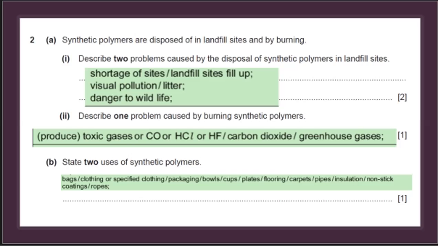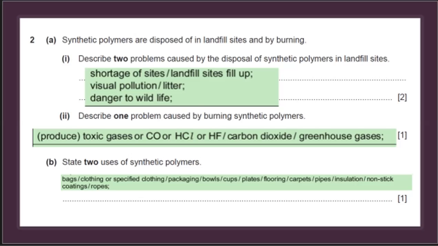All right. Describe one problem caused by burning synthetic polymers. With respect to burning synthetic polymers, it results in the production of toxic gases being released into the atmosphere, greenhouse gases being released into the atmosphere, and that is something that we want to try to reduce as much as possible. All right, state two uses of synthetic polymers.